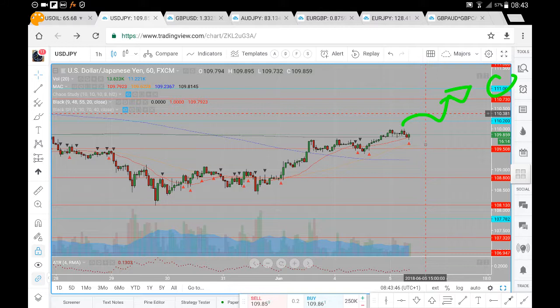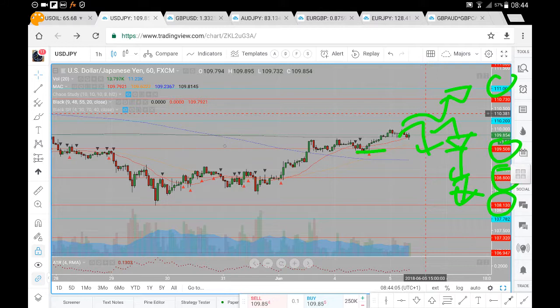towards that 111. If, however, we do break down from this 110 or the 110.20, we're then looking for price to head down towards that 109.50, successful break from which we're then looking for price to head down towards the 108.80, and if there is sufficient volatility to the downside, 108.13 may come into focus.